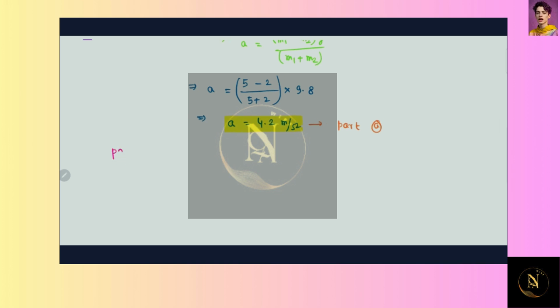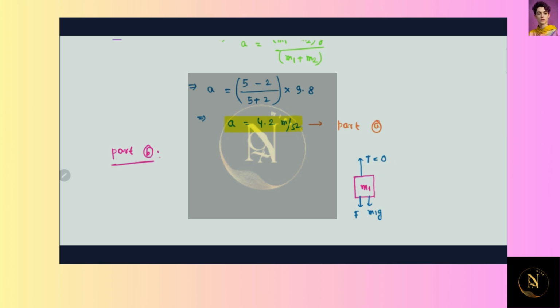In part B, we have to see that if the string breaks suddenly, what will be the motion of the block M1. So suppose this is the block M1. On this block, the downward force is F and M1g. In the upward direction, the force was the tension force, but due to breaking of the string, the tension force on the string will become 0.